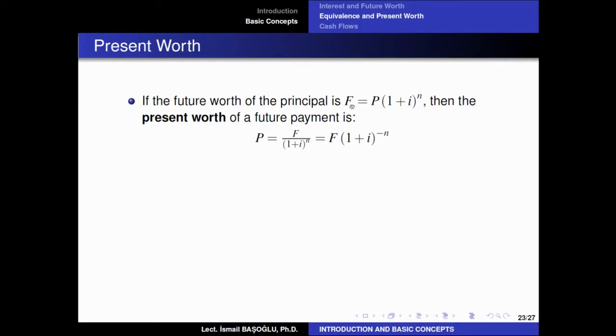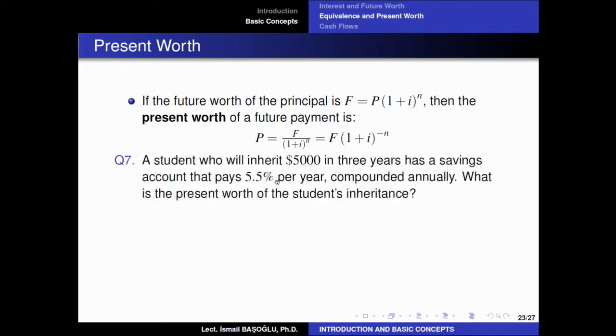So if you calculate the future worth of money under compounding interest rate as P times (1 plus i) to the power n, then you can simply take everything on the left-hand side except P, and you can basically do that by taking this compounding factor (1 plus i) to the power n to the denominator of the future worth, or you can simply write F times (1 plus i) to the power minus n. That is going to help you to calculate the present worth from a future value.